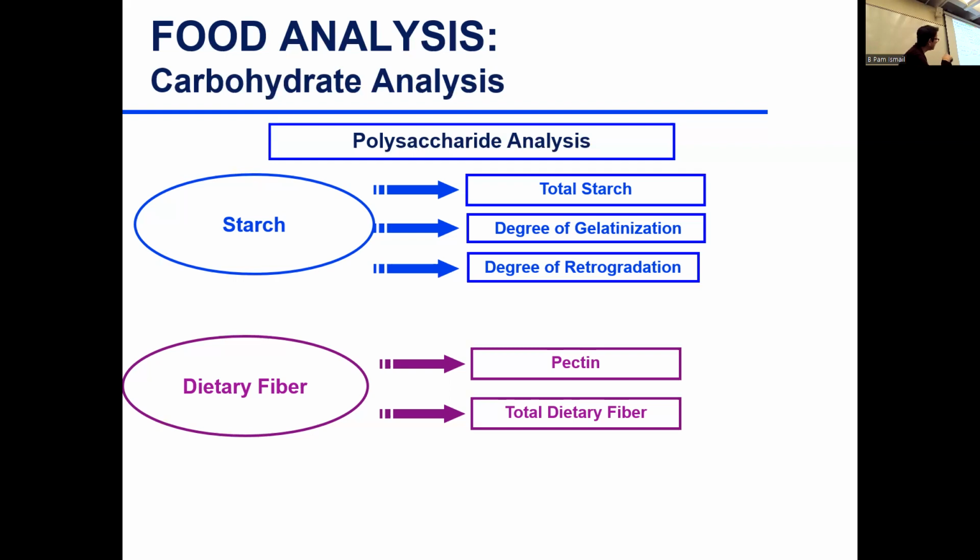Another one that I don't mention here is the ratio of amylose to amylopectin. It's based on similar assays to determining total starch, but sometimes it's really important because amylose and amylopectin have different functionalities in different food systems. So determination of starch characteristics then is very important.